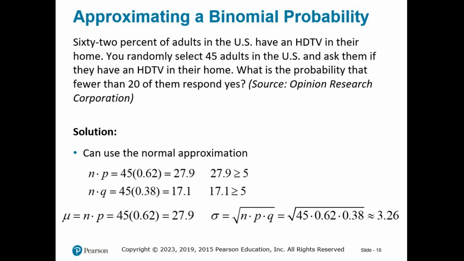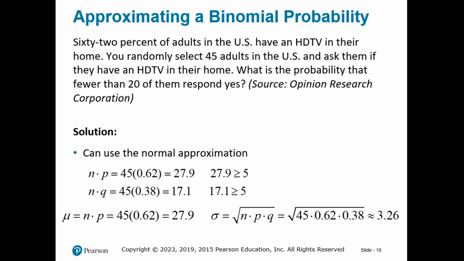Is this a binomial experiment? Are the outcomes successes or failures? Yes, either you have an HGTV or you don't. Can we determine the probability of success and failure? Yes, they have told us that 62% or 0.62 is the probability of success, or P, which in this instance means having an HGTV. So our P would be 0.62 and our Q would be 0.38. The trials would be independent because whether or not a family has an HGTV does not affect whether or not another family has one. Do we know how many trials or the sample size N? Yes, they told us 45 adults, so it is a binomial experiment.